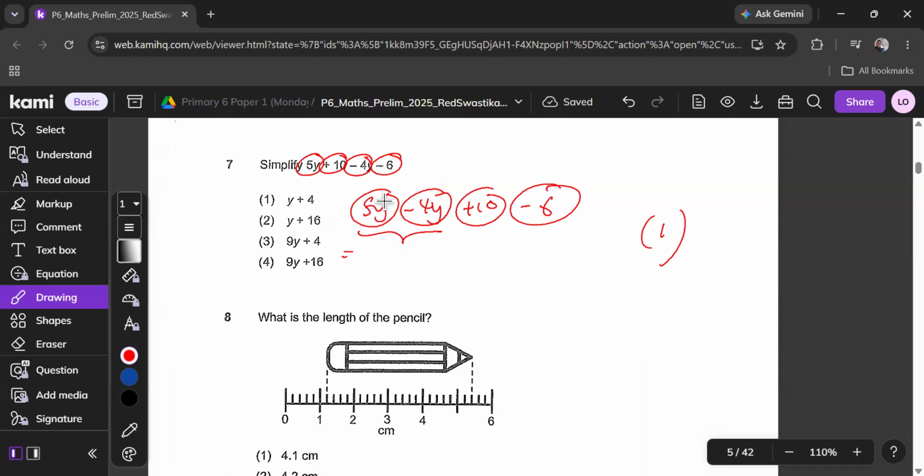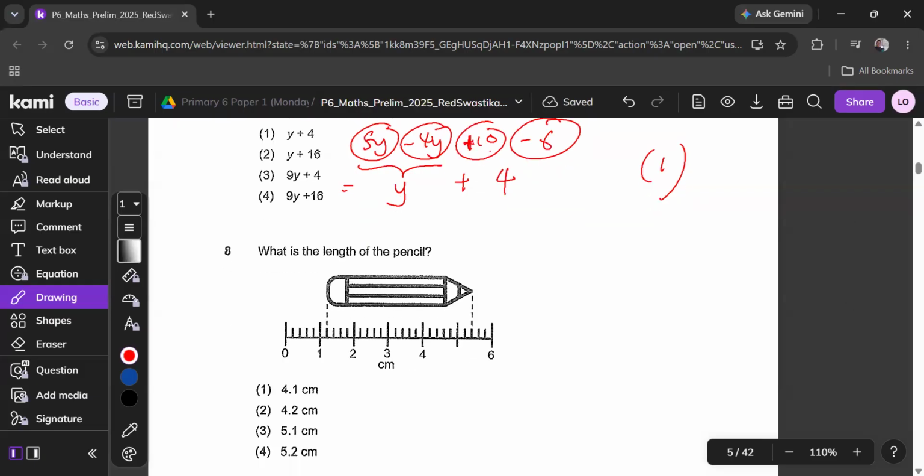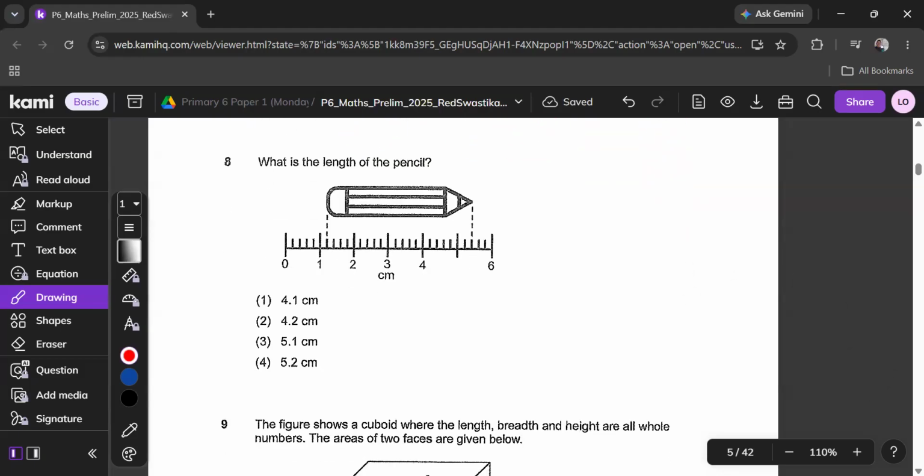Or you can do what you want. 5y minus 4y will be 1y. Then plus y, plus because the whole number in front is a plus. 10 minus 6 will be 4. So yeah, y plus 4. Answer number 1.